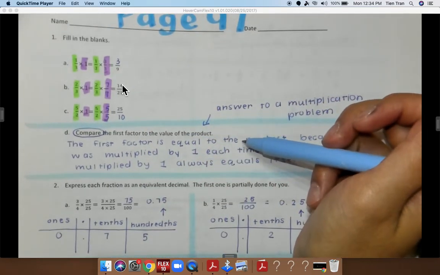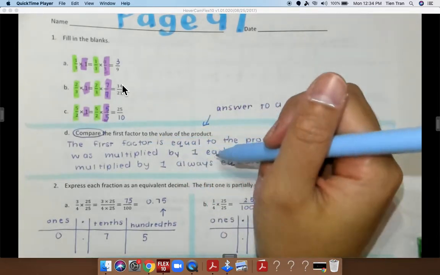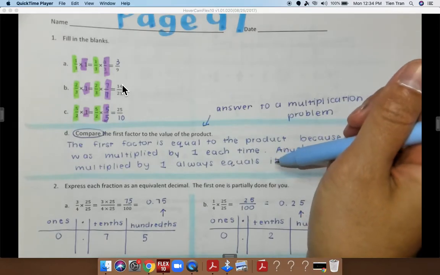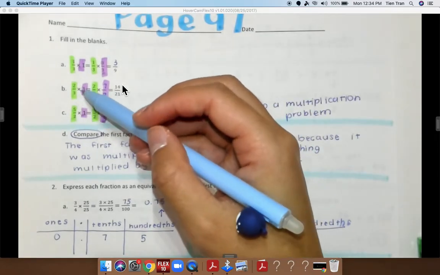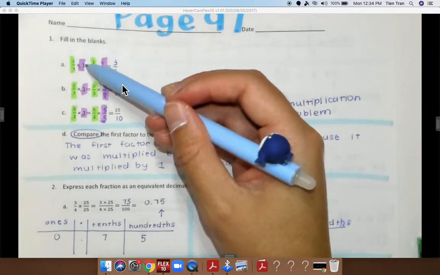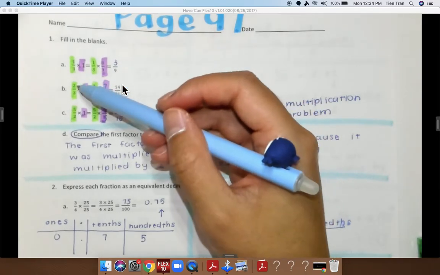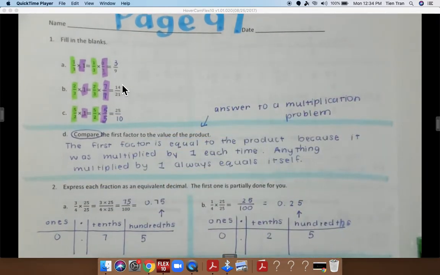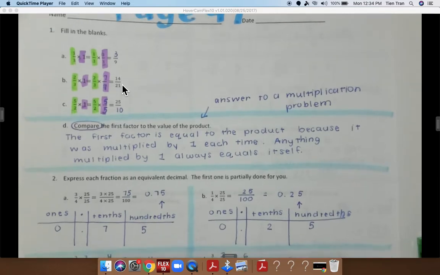They are the same because it was multiplied by 1 each time. Anything multiplied by 1 always equals itself. So we have 1 right here, 1 right here, and 1 right here. And 3 divided by 3 is equal to 1. 7 divided by 7 is equal to 1. 5 divided by 5 is equal to 1. That's what they're asking you to look at and to compare.